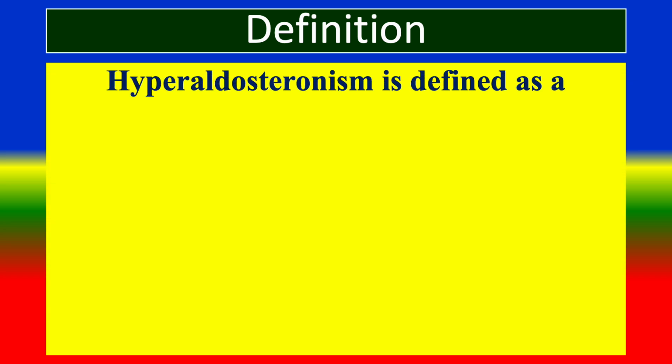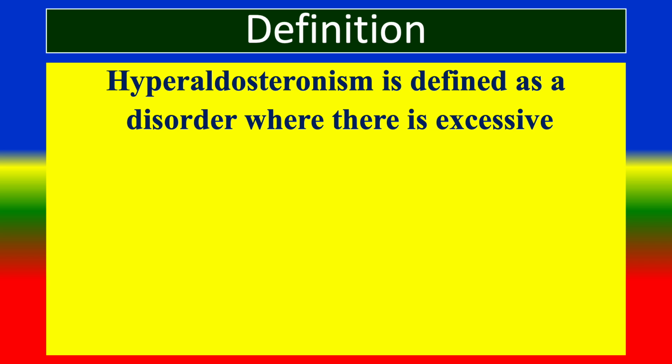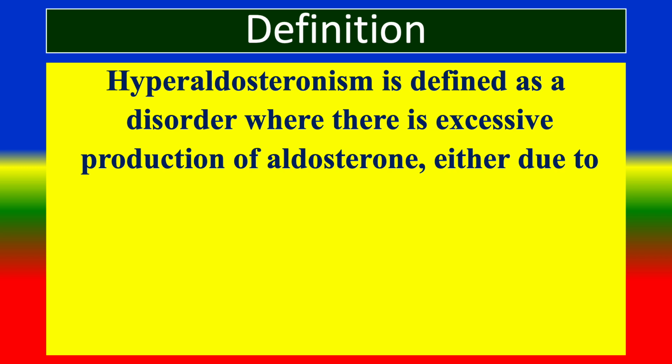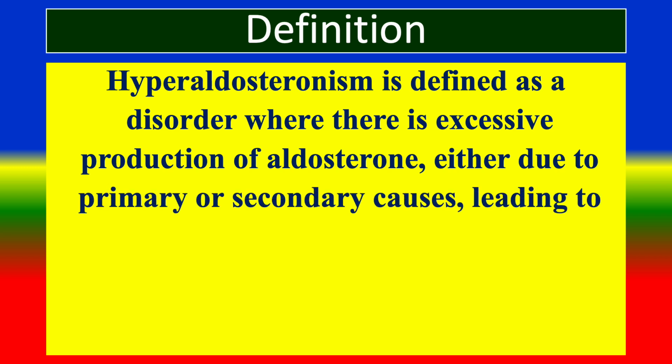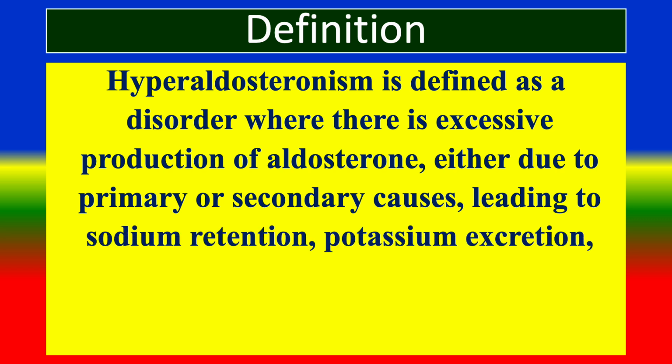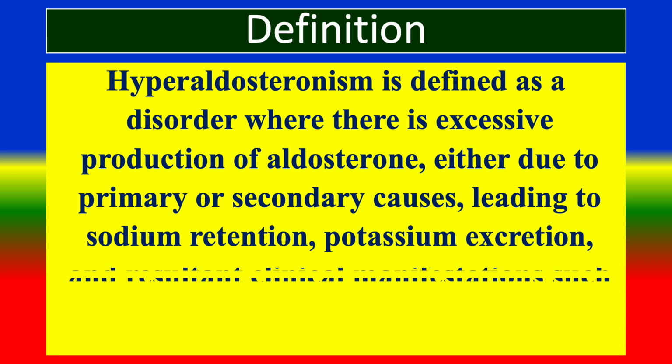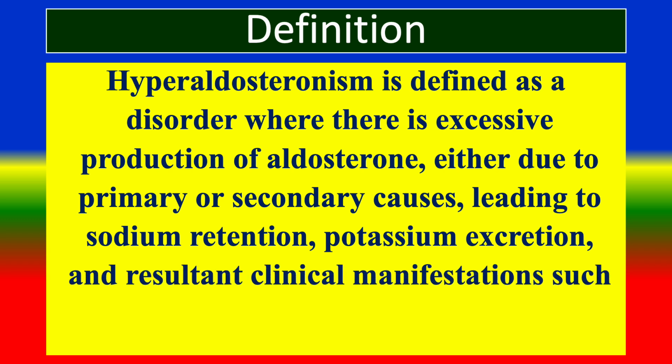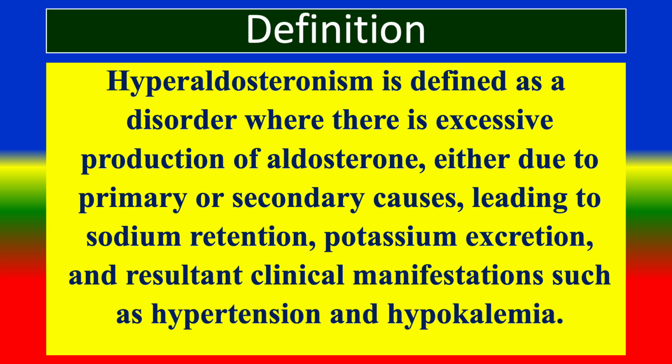Definition. Hyperaldosteronism is defined as a disorder where there is excessive production of aldosterone, either due to primary or secondary causes, leading to sodium retention, potassium excretion, and resulting in clinical manifestations such as hypertension and hypokalemia.